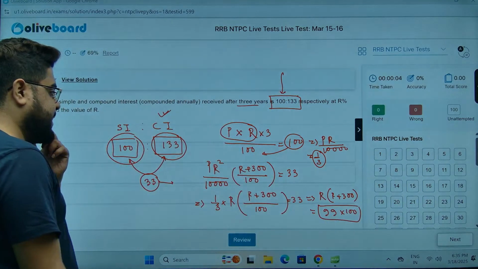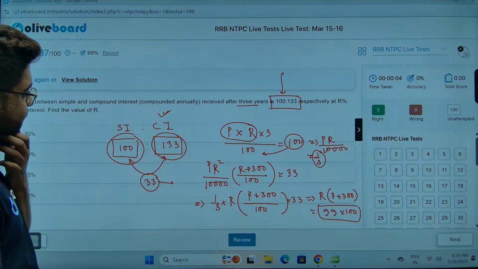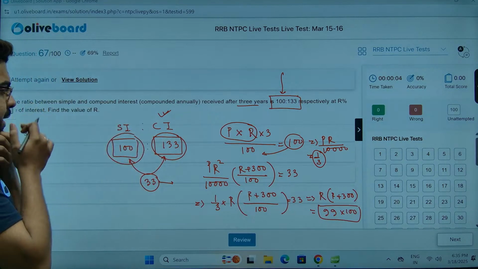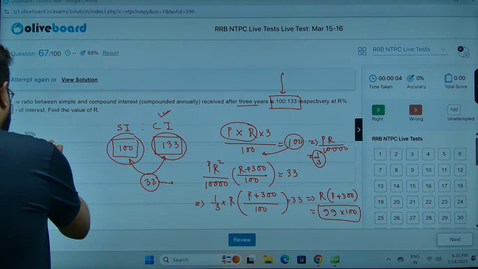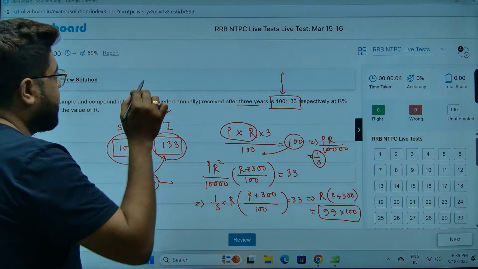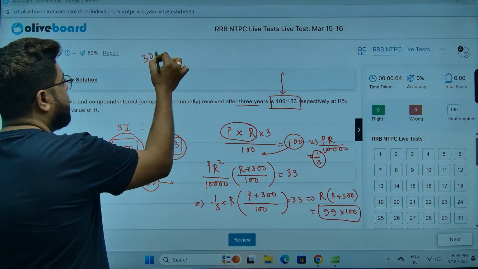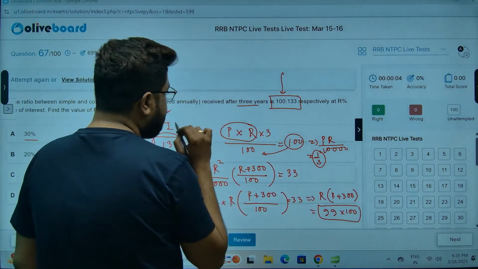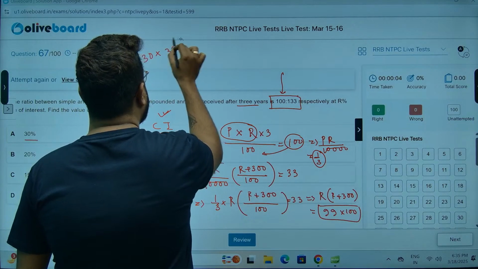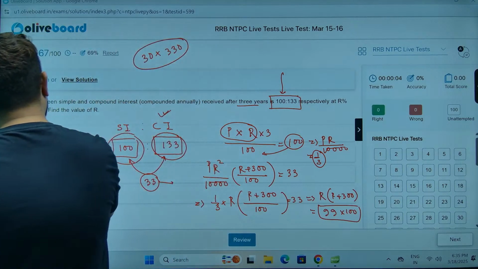Put down the values and check, sir. 9900, it has to come. So if I put 30, mostly 30 is the answer. 30 and 330. Yes, sir. That is your answer, 9900. Option number A is your correct answer.